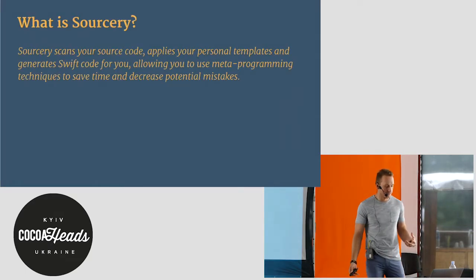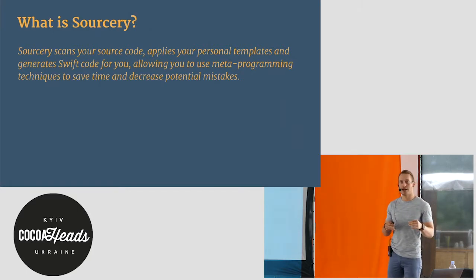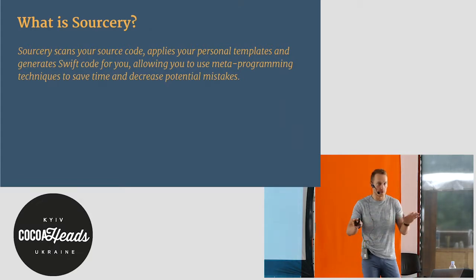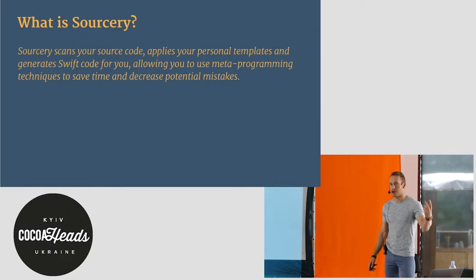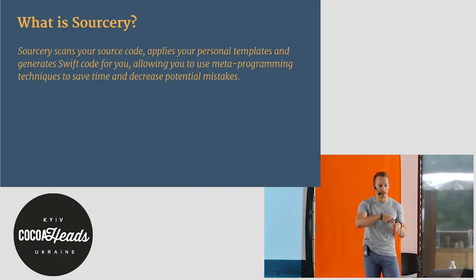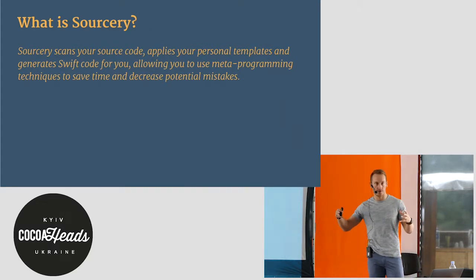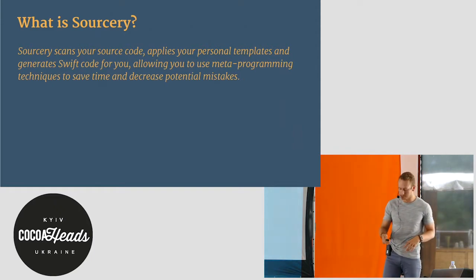So what is Sourcery? Sourcery is something between metaprogramming and code generation. It's kind of both, in a way, in that Sourcery scans your source code, your normal Swift code, and creates an AST, an abstract syntax tree, for each type in your project. And then those types are fed into templates. I'm going to talk about templates more, but a template is just a description of the algorithm that you want. Based on the information about the types, you can generate more Swift or anything else for that matter.